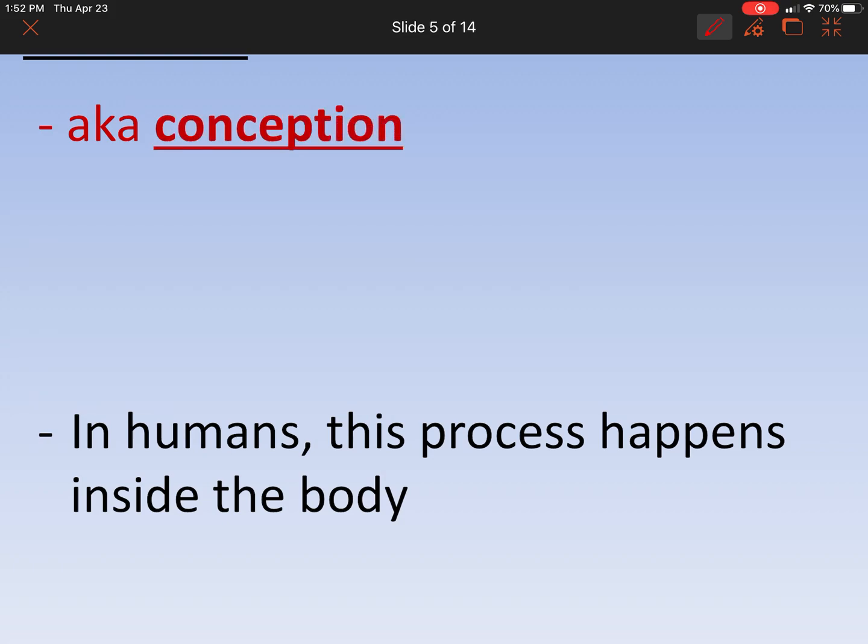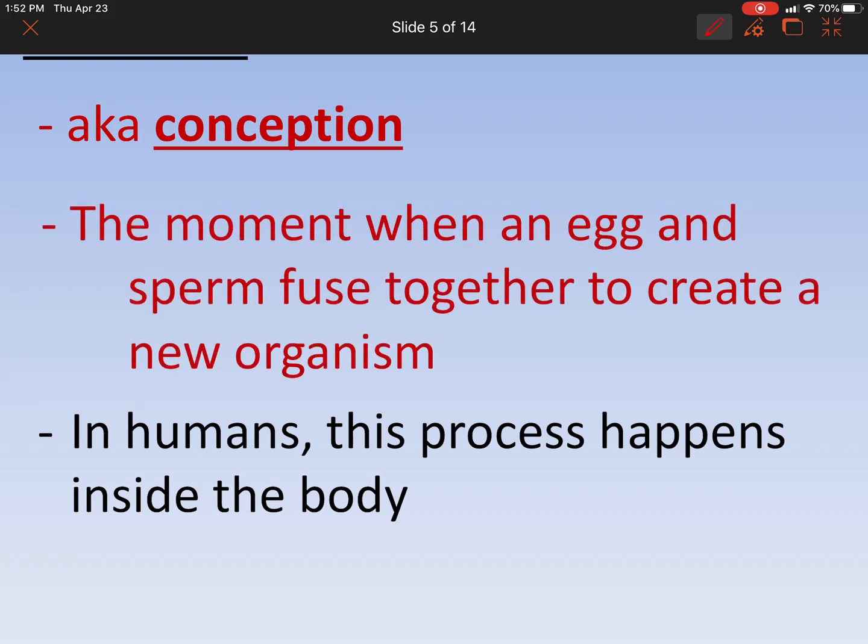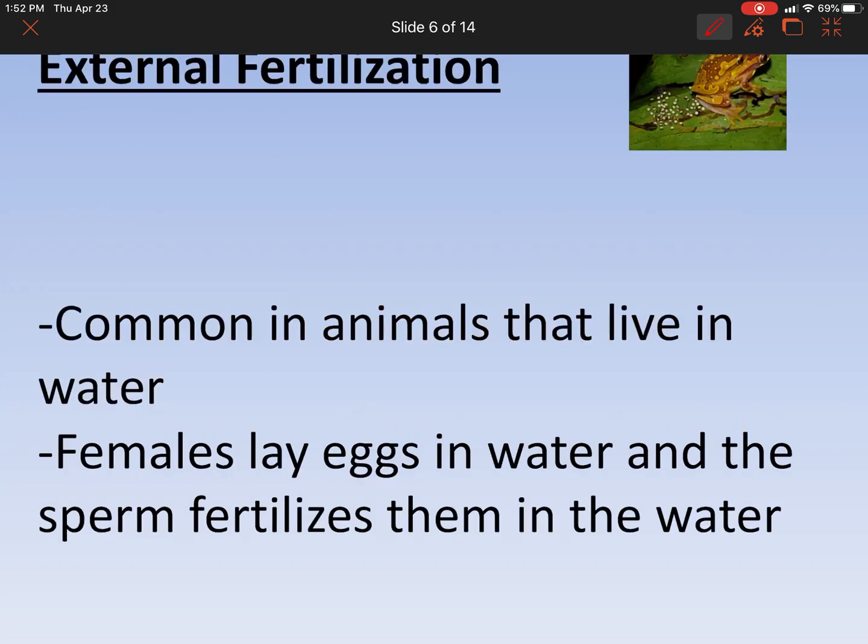Okay, this is fertilization here we're going to talk about. So fertilization, it's the title, is a little cut off, but fertilization, aka, what does aka stand for? Also known as conception. So it is the moment when an egg and a sperm fuse together to create a new organism. So when that happens, when the sperm and the egg fuse together, we have a new organism being created. Now, in humans, this process happens inside the body. It's actually in the fallopian tube that ends up happening.